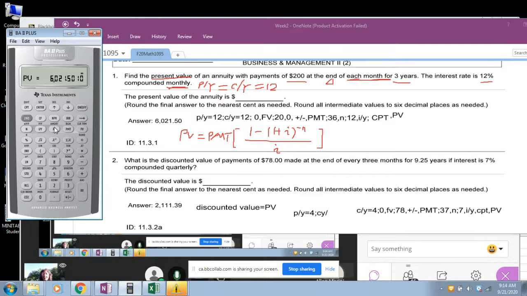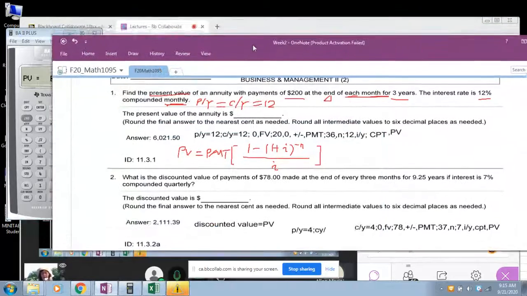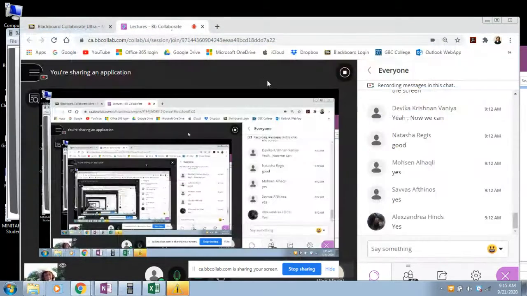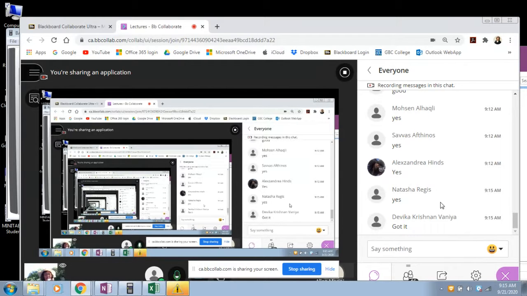I pause for a moment. Please try this on your calculator, then I will use the formula. Anyone get the correct answer, $6,021? Natasha, congratulations. Alexandra, congratulations. Savis, David, great, got it. I'm so happy to hear that. Anyone who didn't get it, ask questions, please. Where did you get stuck? Okay, now, can I move to the formula method?